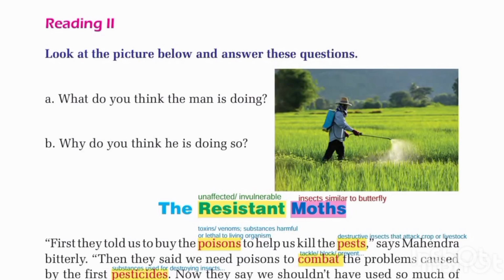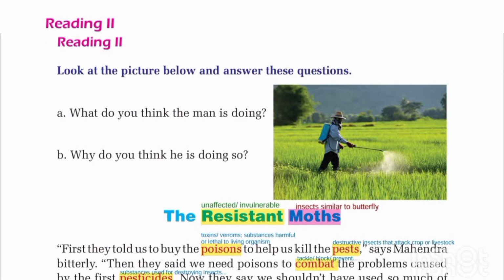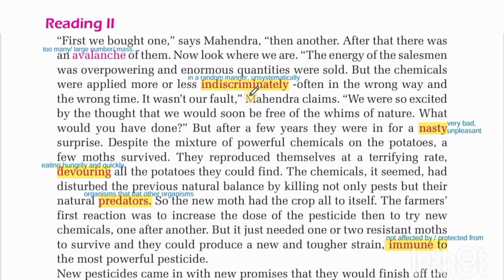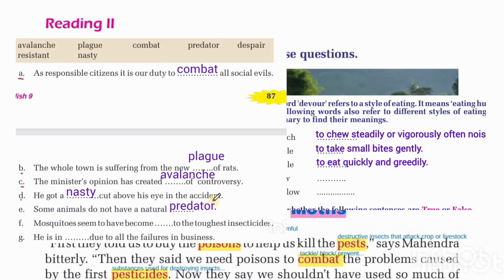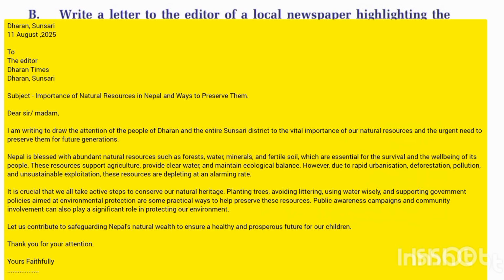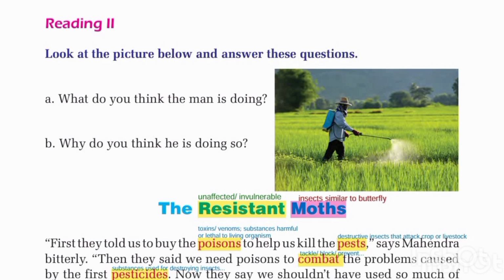In today's lesson, we'll be exploring a powerful story called The Resistant Moths, a real example of how using too many chemicals can backfire. We'll also go through the story, solve vocabulary and grammar activities, and write a letter to the editor. Hence, grab your English book and let's get started.